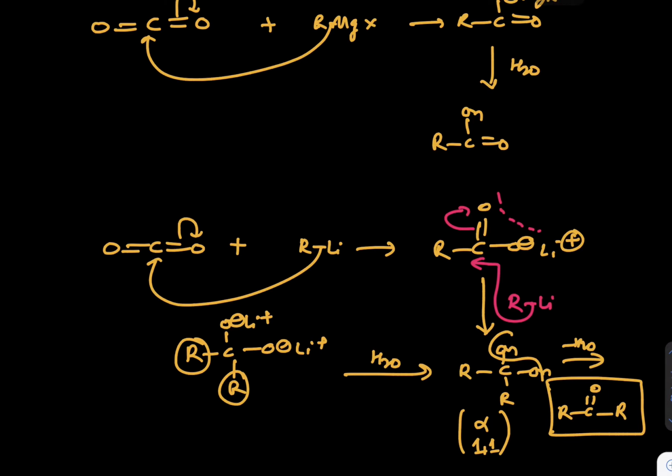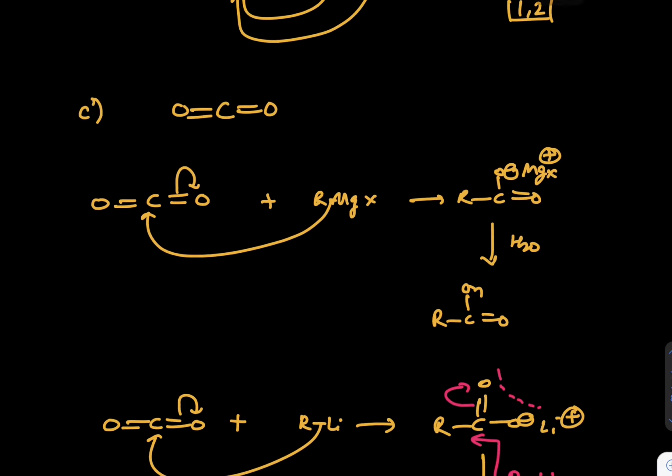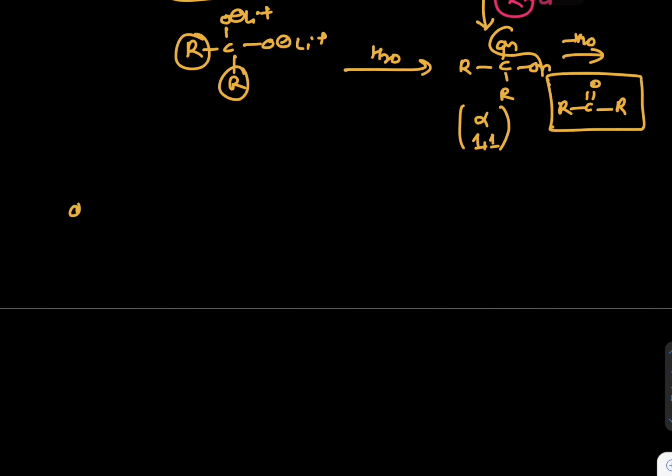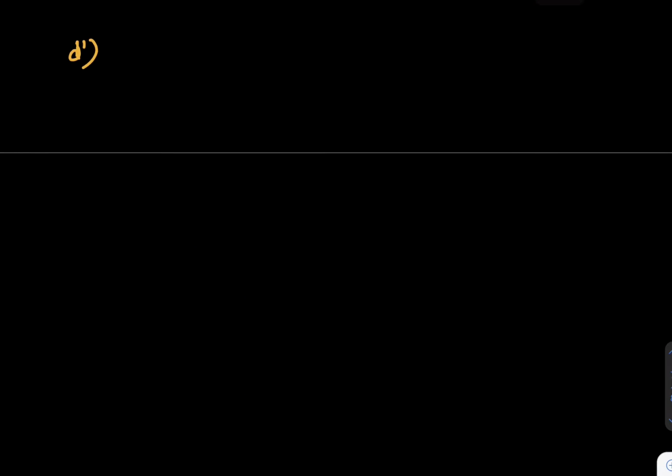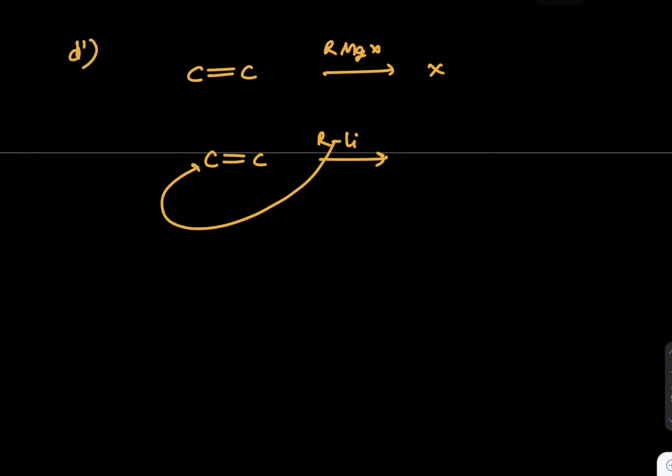This is how differentiation can be done between the reaction of carbon dioxide and the given compound. The next reaction, which we can say is D prime, or the fourth differential reaction between RMgX and RLi, is the reaction on olefinic double bond. So on a double bond, if it is C double bond C, with RMgX you should not expect any answer, but with C double bond C and RLi we expect an answer, and it is like this.